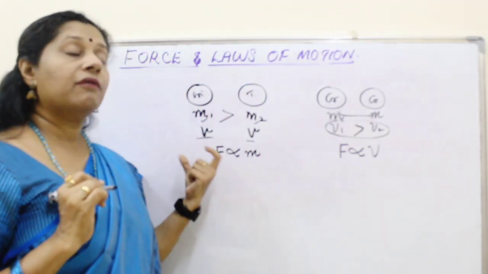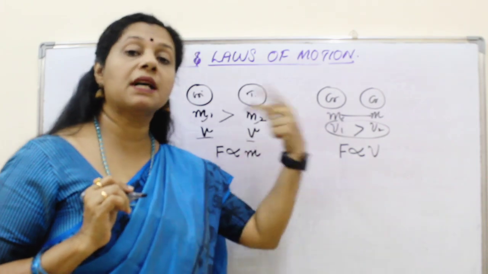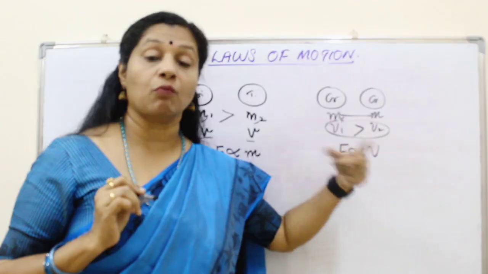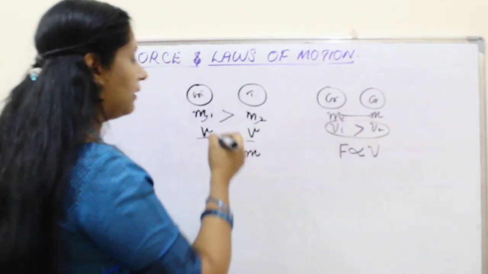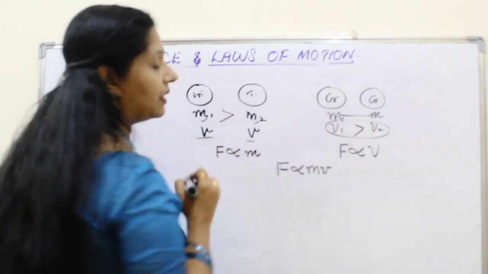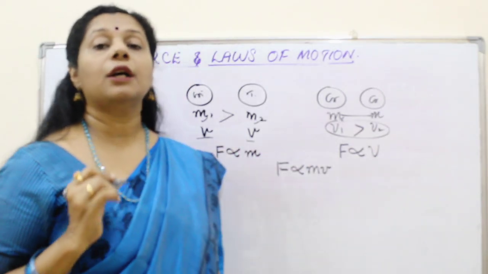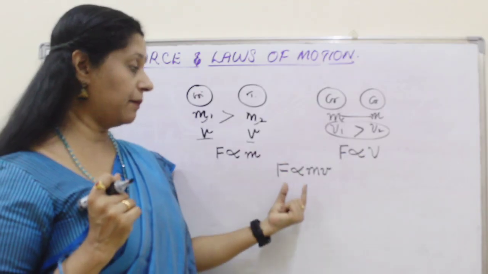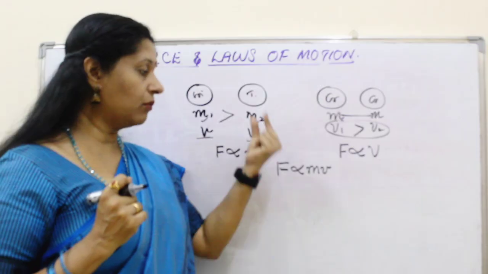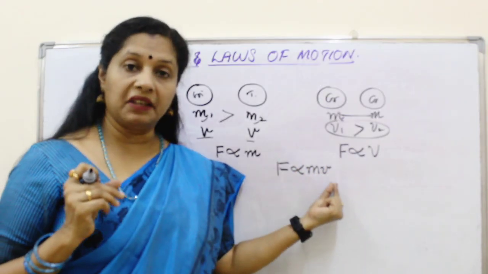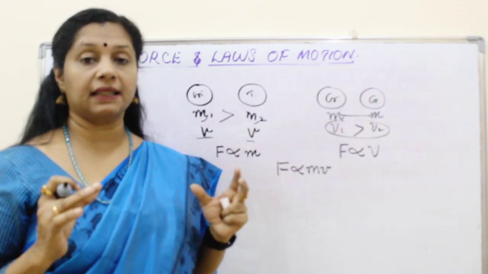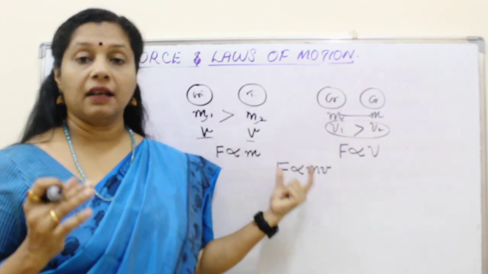So first we saw force is directly proportional to mass. More mass, more force is required. The same way we found force is related to velocity also. More velocity, more force is required. So if you combine these two, what will we get? F is proportional to m into v. This is the concept of linear momentum. The linear momentum of a body moving with a mass m and velocity v is defined as the product of mass and velocity. So momentum is nothing but the mass and velocity.